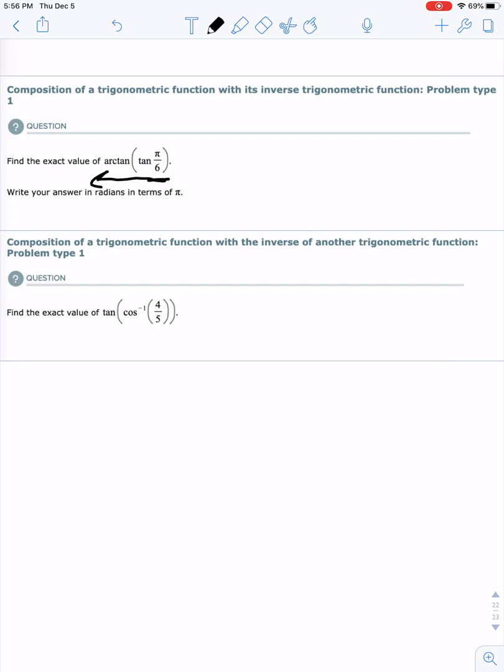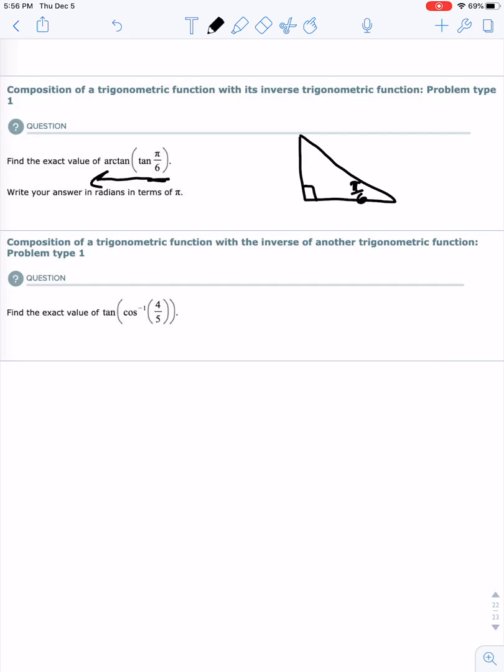And again, it says exact value, so I know that I'm not using a calculator. So pi over 6, that's 30 degrees. So earlier we talked about our special right triangles. If you aren't familiar with them, go back and watch the previous video. So our special right triangle has specific ratios here.